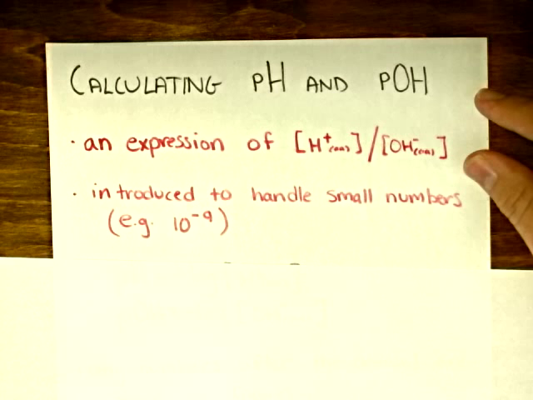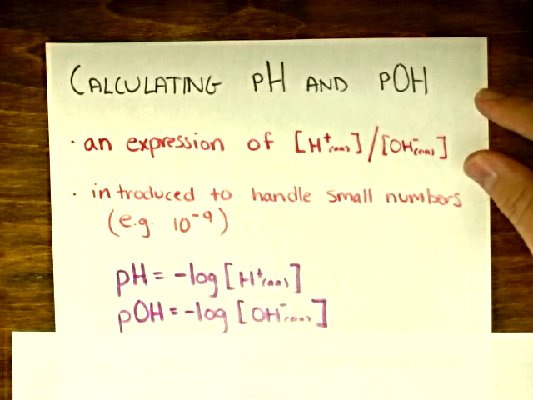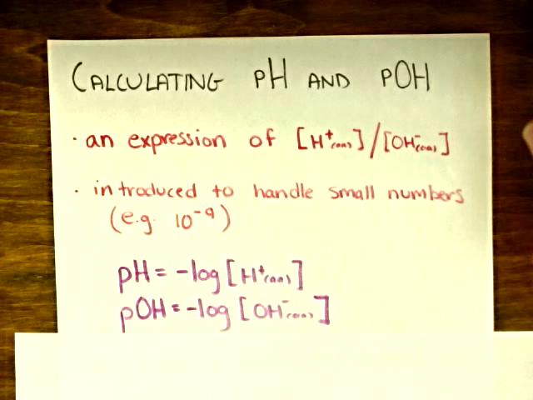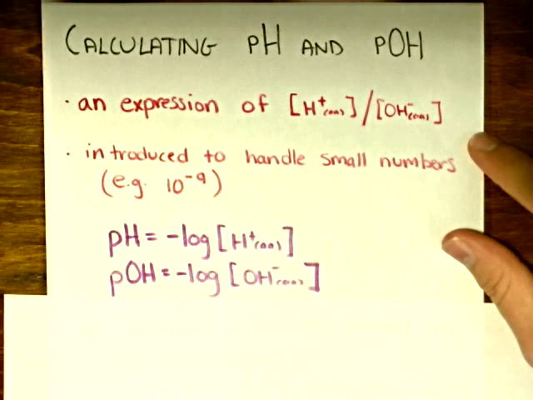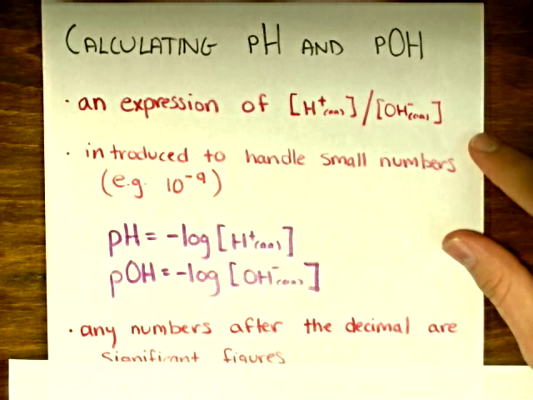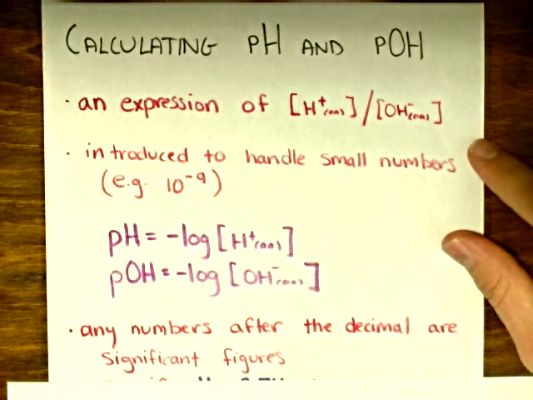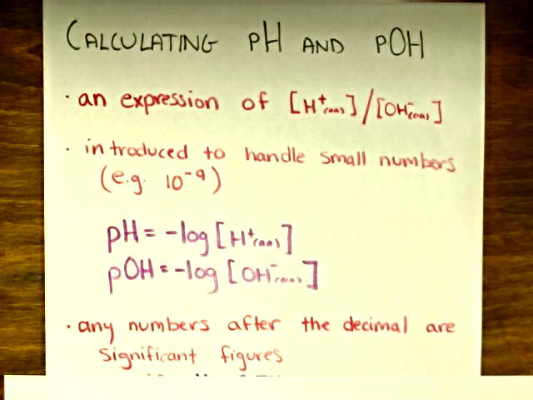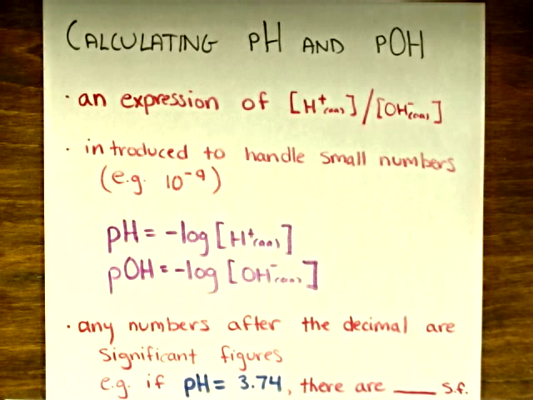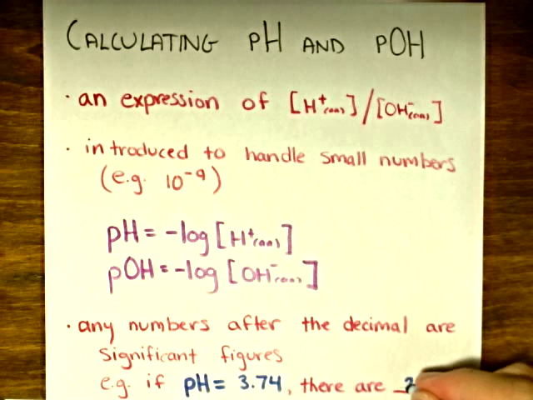And we know that pH is equal to the negative log of the hydrogen ion concentration, and pOH is equal to the negative log of the hydroxide ion concentration. It's very, very important to note that any numbers that come after the decimal in a value of pH are significant figures. That's very important. So what I mean by that is, for example, if we have a pH of 3.74, there are actually only 2 significant figures.